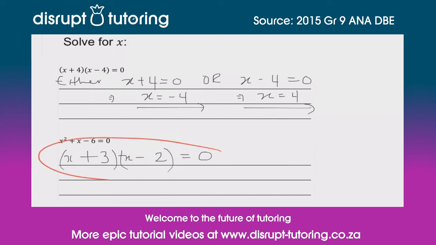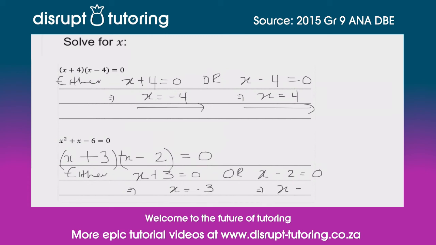Now you can see we've got the same thing here as we did in the question over there. So we can finish this off by saying either x + 3 = 0 or x - 2 = 0. That is directly from each of these brackets, saying that if either of the brackets are 0, the entire thing is going to be 0. And we can simplify that by saying therefore x is equal to -3 or x is equal to 2. And those will be our two answers.